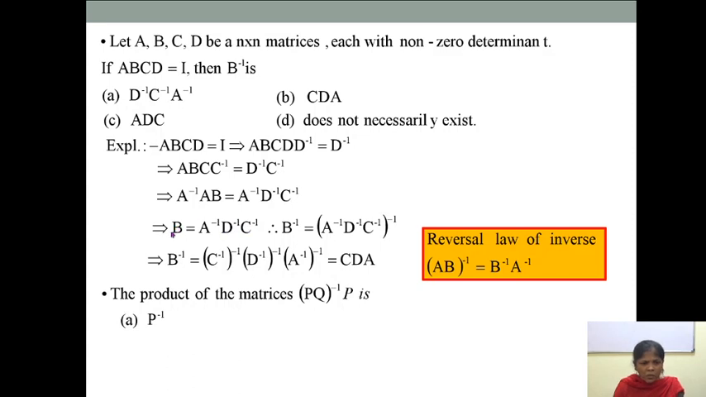But our aim is to obtain B inverse. So to obtain B inverse, we take the inverse on both sides of this expression. Now here, how do we find the inverse of such an expression? Here I am going to use the reversal law of inverse. I have already mentioned this in detail in my video lecture on inverse of a matrix. If you are interested, go through that video lecture. You will find the link in the description box.